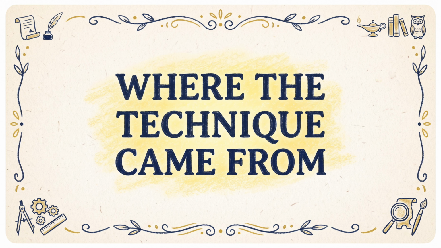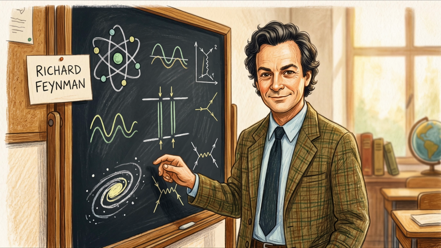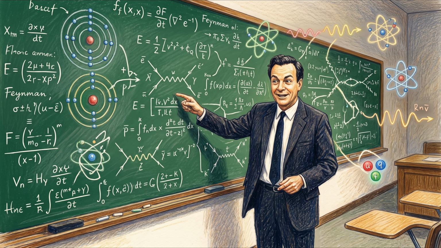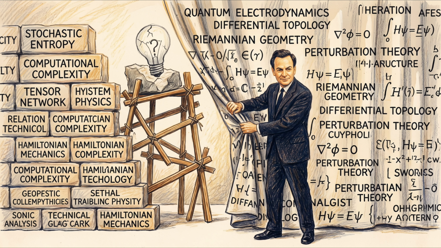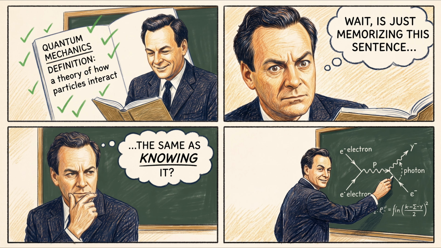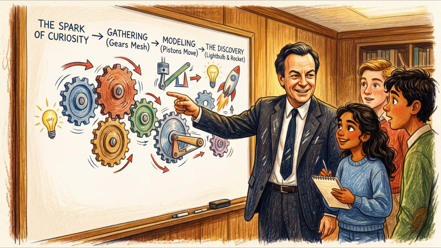Where the technique came from. The technique is named after Richard Feynman. Feynman was a famous physicist who worked on extremely difficult ideas, but he was also known for explaining those ideas in a lively and understandable way. He believed that using impressive words could sometimes hide weak thinking. So instead of asking, "Do I know the correct definition?" he focused on a better question: "Can I explain what is really happening?"